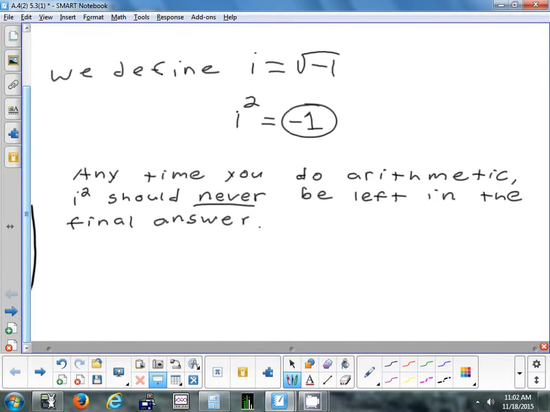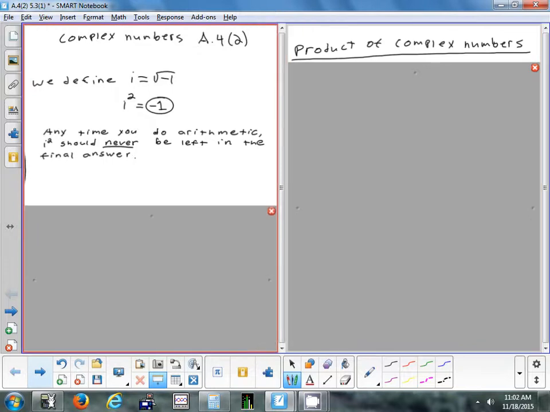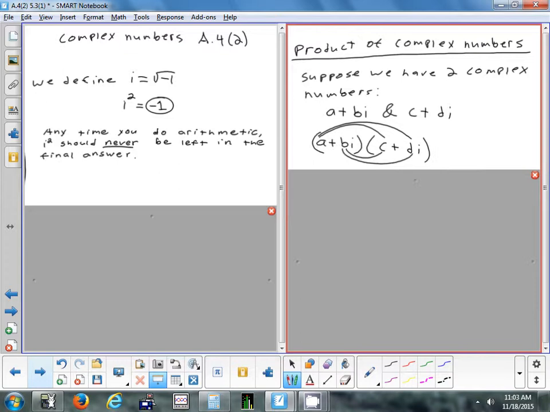All right, so let's leave that up for a second, and let's look at how we do a product. I'm going to set it up pretty much the same system we were using yesterday. We have two complex numbers. The first one is a plus bi. The second one is c plus di. When we're doing an actual problem, a, b, c, and d will all be numbers. When we multiply them together, this is how we do it.